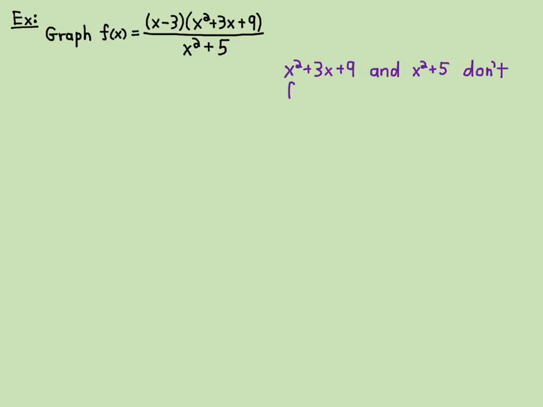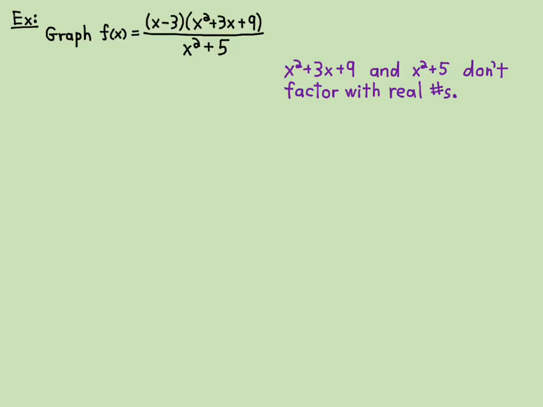So I'm going to do an example for you. This is a graph f of x equals the quantity x minus 3 times the quantity x squared plus 3x plus 9 all over x squared plus 5. So it's important to know that x squared plus 3x plus 9 and x squared plus 5 don't factor with real numbers. You can tell this by setting each of them equal to 0 and trying to solve for x.